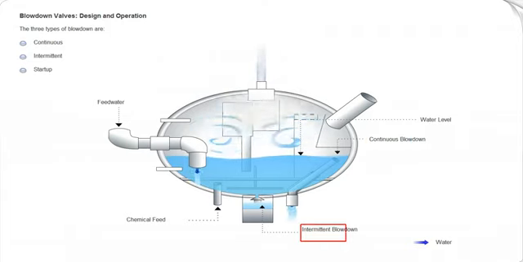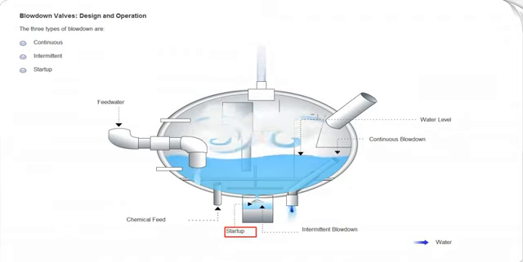Intermittent blowdown is designed to remove suspended solids, including sludge that might form in the HRSG water. The blowdown takeoff point is usually located at the bottom of the drum or at the lowest point of the evaporator. In practice, the intermittent blowdown valves are opened periodically in accordance with an operating schedule.